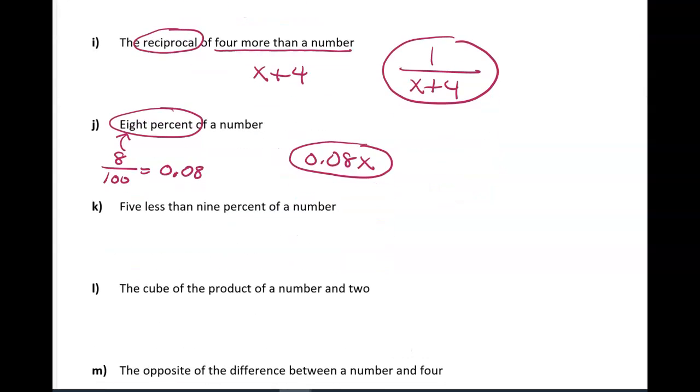5 less than 9% of a number. We have to find 9% of a number first. That's 0.09 times the number. And then 5 less than that means we need to subtract 5 from that expression.